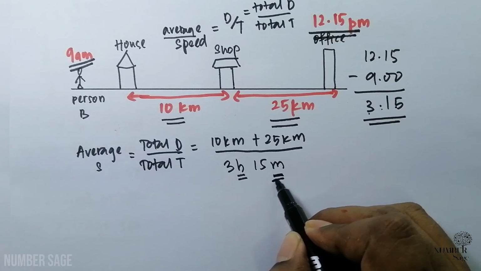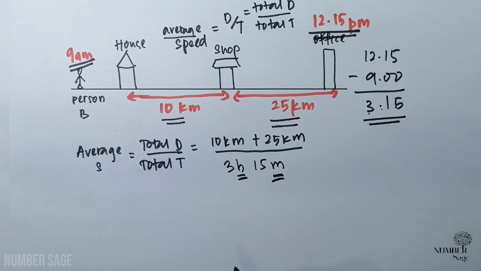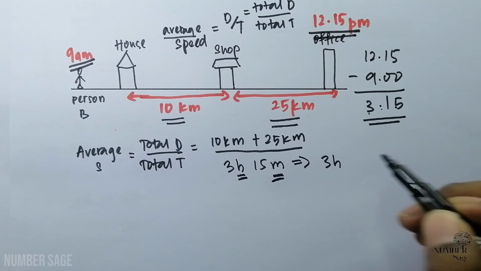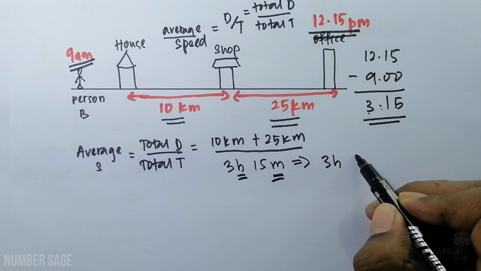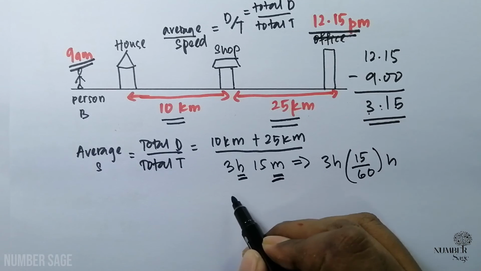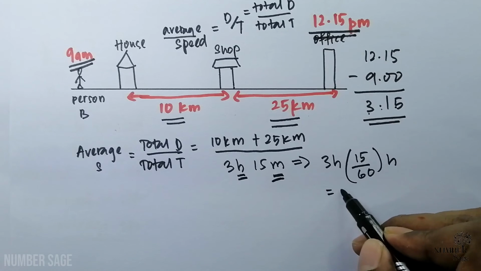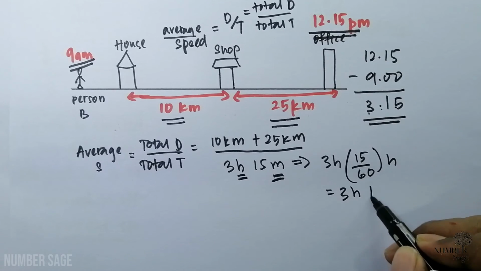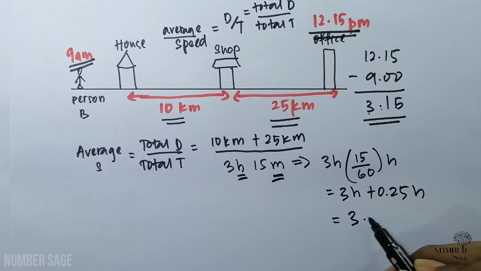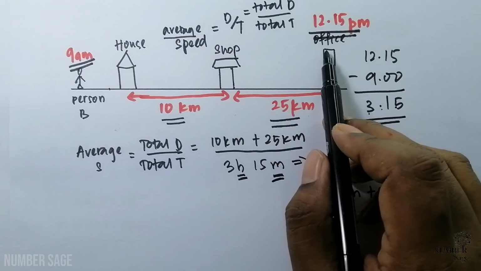Since there are two different units, we will need to change them to one standard unit. Let us change to hour. So in this case, 3 hours, no change needed. Minute to hour, we need to divide by 60. So this will give us 3 hours plus 0.25 hours, equivalent to 3.25 hours total duration taken to travel from house to office.